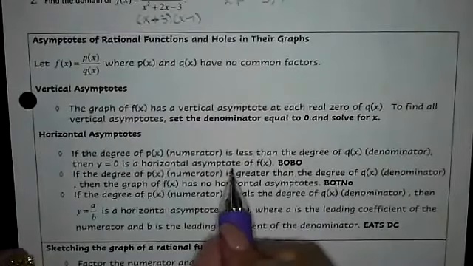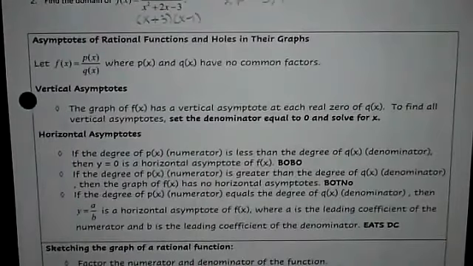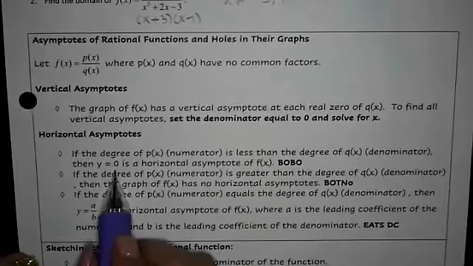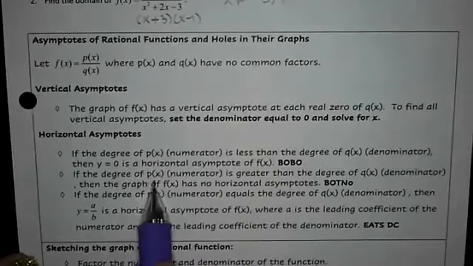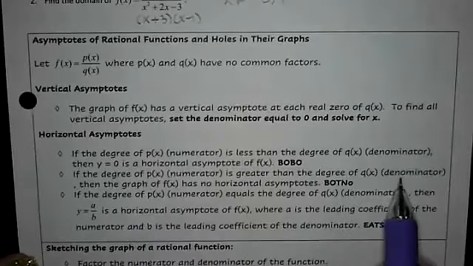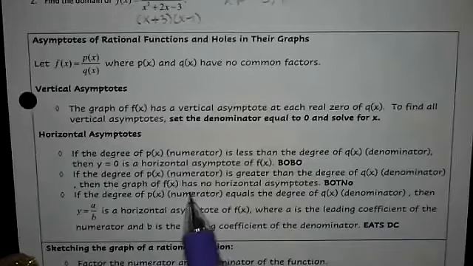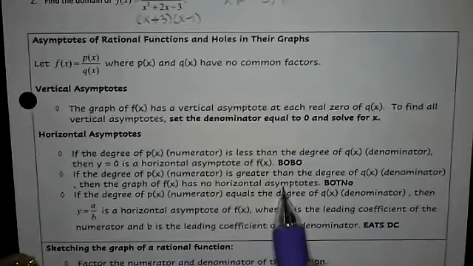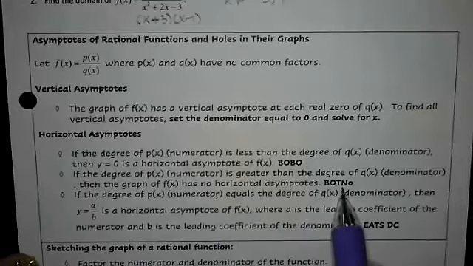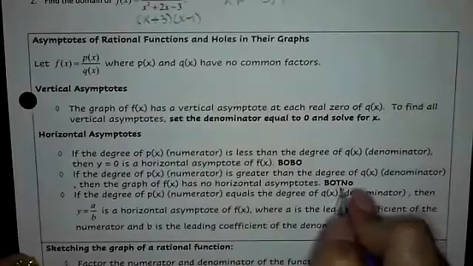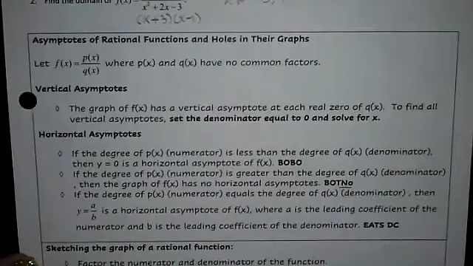So if the degree of the numerator is less than the degree of the denominator, then the horizontal asymptote is y equals 0. If the degree of the numerator is greater than the degree of the denominator, then the graph of f of x has no horizontal asymptotes. So that is BOTNO, bigger on top, no horizontal asymptote. So that's if the degree of the numerator is bigger than the degree of the denominator.